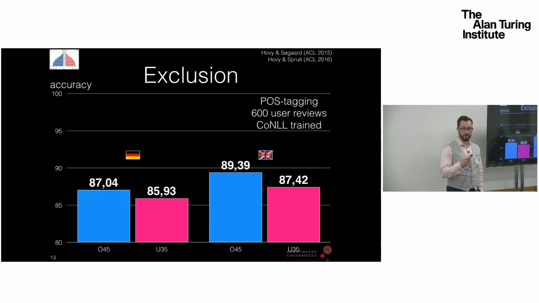This is actually an interesting linguistic effect. The data this was trained on is the Wall Street Journal from the 80s and 90s, and that is from that period when the formative years of the older age group were, linguistically speaking. So we see some language change at work.